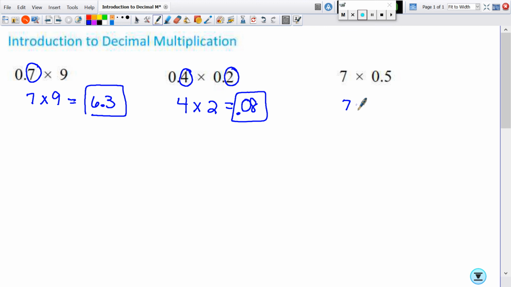So I'm going to call this one 7 times 5. You ignore the decimals to begin with. So 7 times 5 is 35. I've got one number after a decimal, so I need one number after a decimal in my answer. So 3.5.